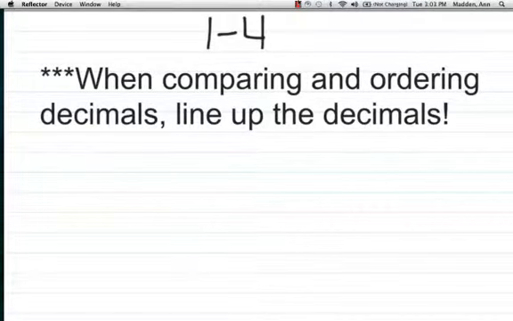Please take out your notebook for your notes tonight. Please write 1-4 at the top. When comparing and ordering decimals, line up the decimals. That is the only note you need to take. Remember that you need to always line up the decimals in order to compare.